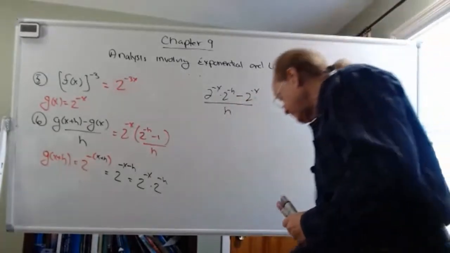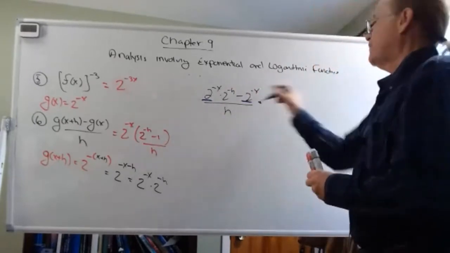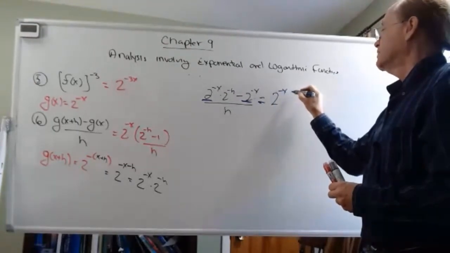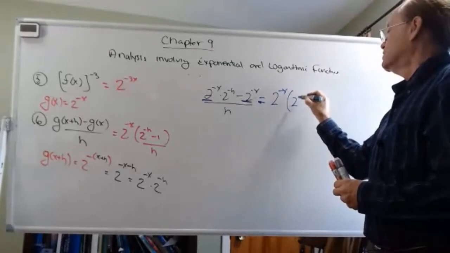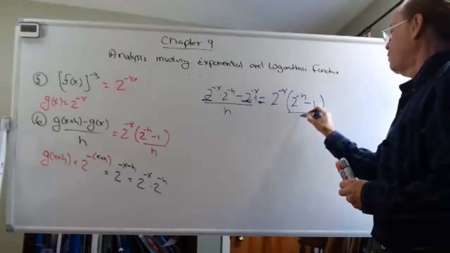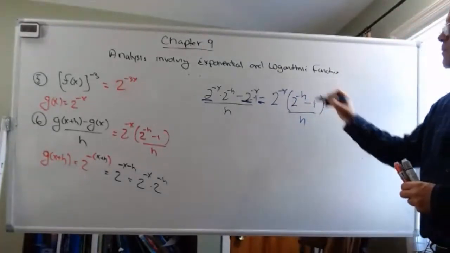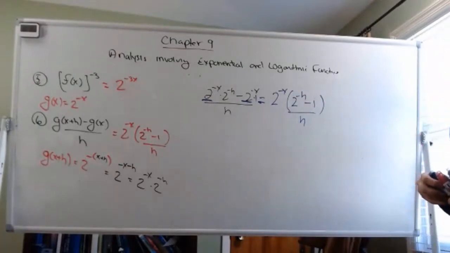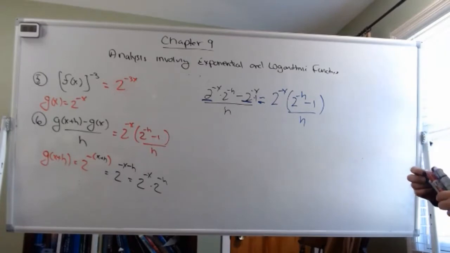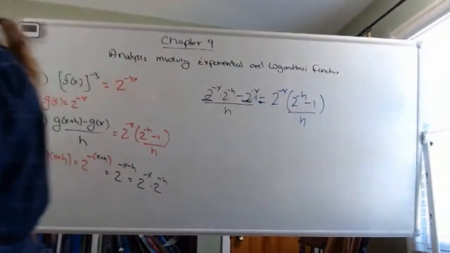But again, just as in the previous one, I notice that that's common to both. So I can factor that 2 to the negative x out front. What gets left behind? 2 to the minus h, and there's always that factor of 1 there, minus 1 over h. Notice I'm putting all the h terms together. That's one thing you will do when you get to the calculus. Okay, so that's all that's involved with that, just applying the rules of exponents to these functions.